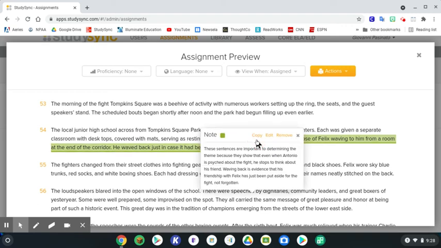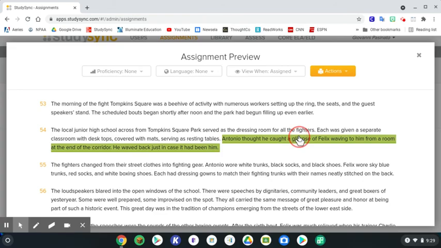So, the note here, these sentences are important to determining the theme because they show that even when Antonio is psyched about the fight, he stops to think about his friend. Waving back is evidence that his friendship with Felix has just been put aside for the fight, not forgotten. So, again, I'm not staring, giving a nasty look to my opponent. I'm waving at him, saying, hey.